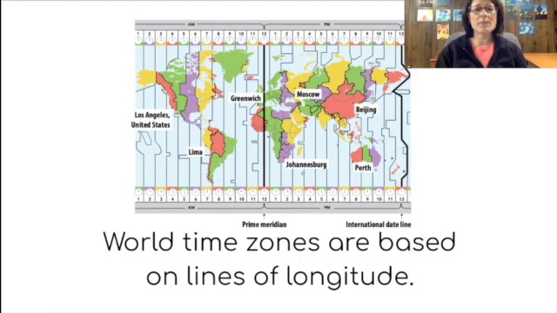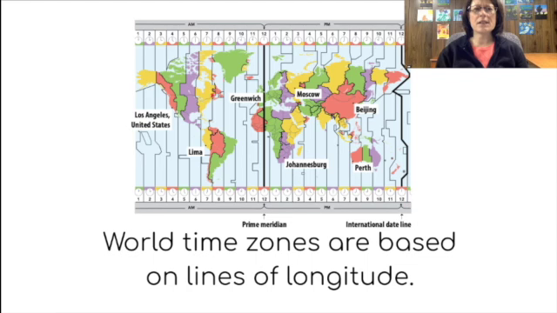Also, world time zones are based on lines of longitude. If you look here, these lines show different time zones. Now, they don't always just go straight up and down like our lines of longitude do. That is because countries also establish the times.